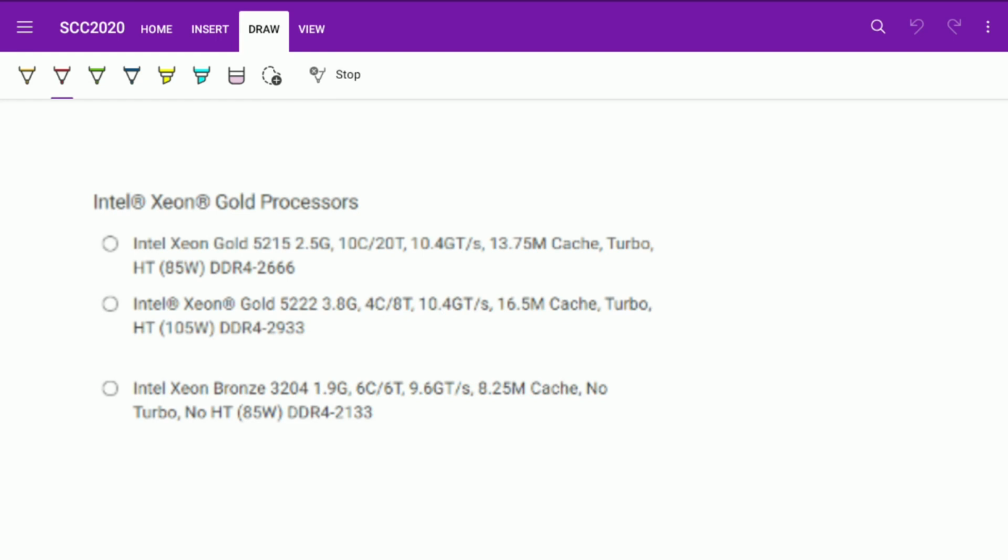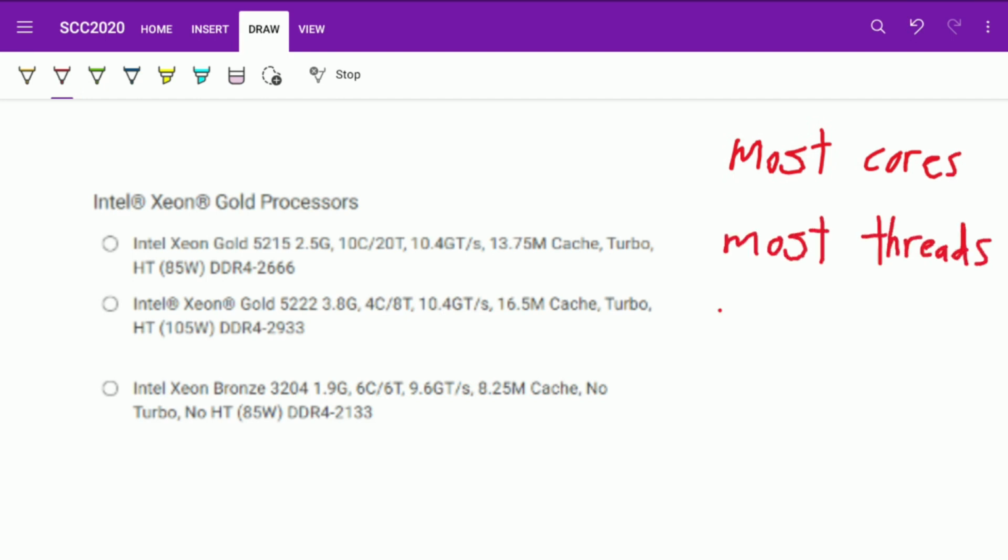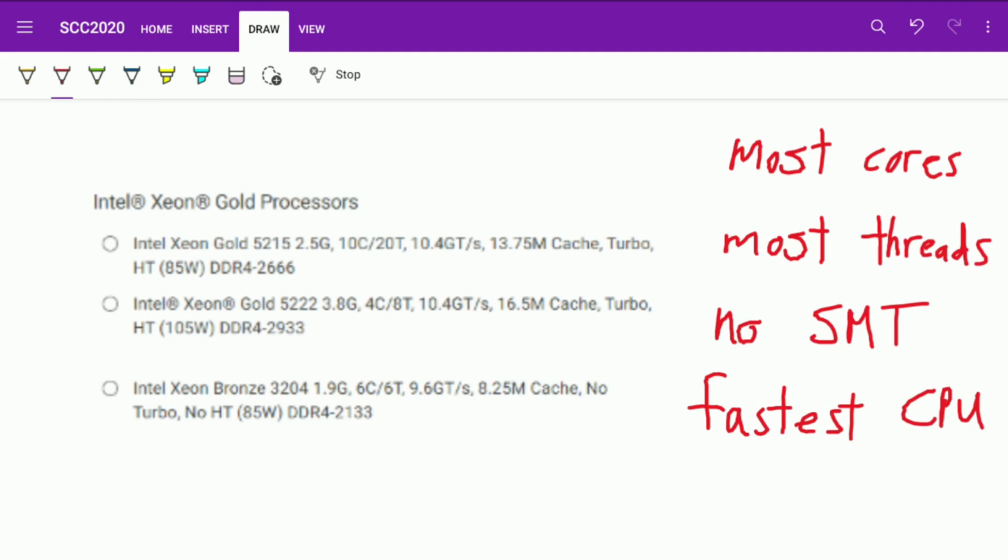And now let's take some time for a quick quiz. Taking a look at this list of Intel Xeon Gold processors that are available from the Dell Configurator website for a T440 Tower PowerEdge, select which one of these processors has the most cores, which one has the most threads, which one does not have any symmetrical multi-threading, and which one is the fastest CPU core available on this list.